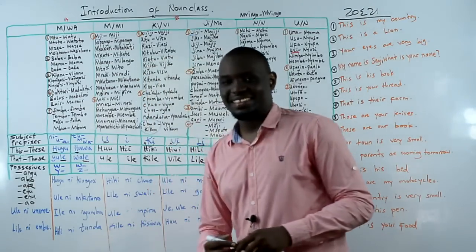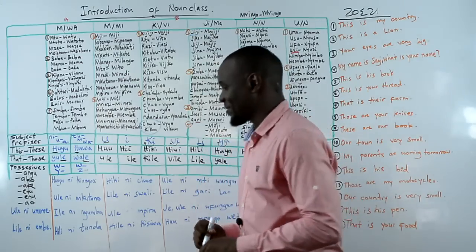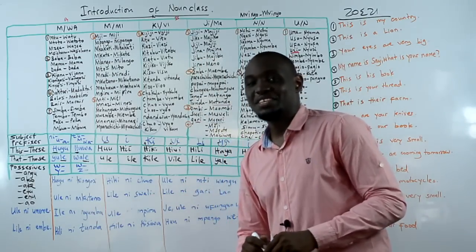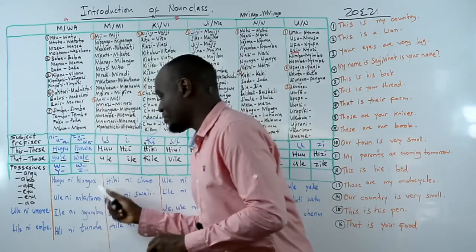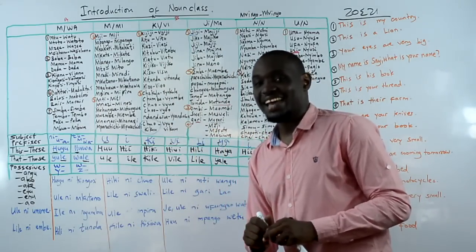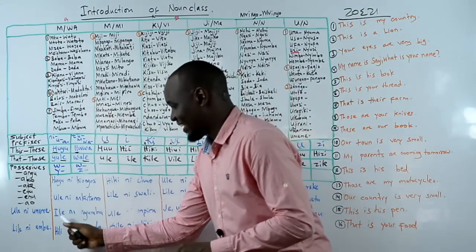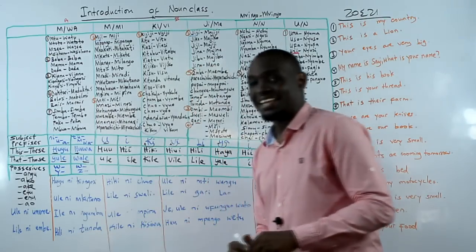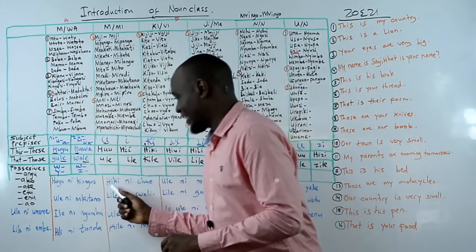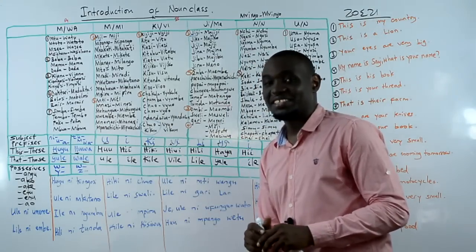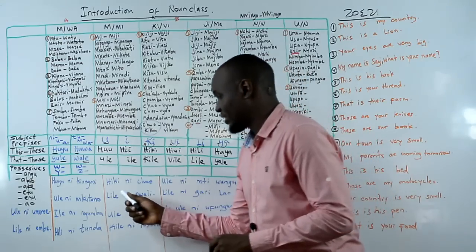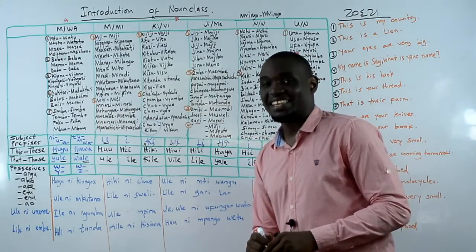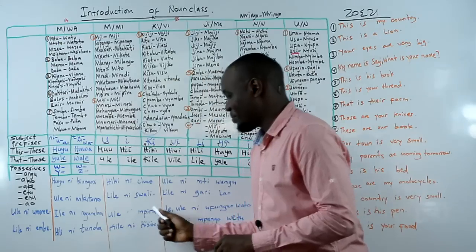Lile ni embe. That is a mango. Huyu ni kiongozi. This is a leader. Ule ni mkutano. That is a meeting. Ile ni nyumba. That is a house. Hili ni tunda. This is a fruit. Hiki ni chuo. This is a college. Lile ni swali. That is a question.